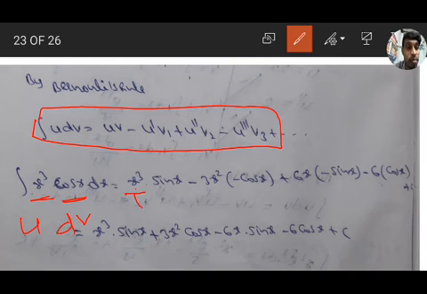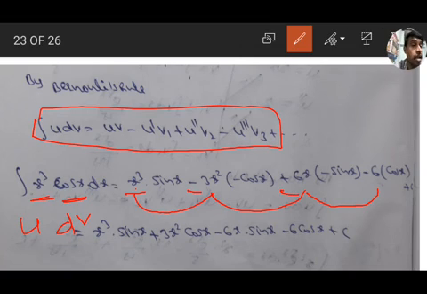Its derivative is 3x square, and the derivative of 3x square is 6x. The derivative of 6x is 6. Like that you have to write all the derivatives of u. Then alternating: the first term you take positive, next minus, next plus, next minus. Like that you have to write the derivatives with alternating positive and negative signs.